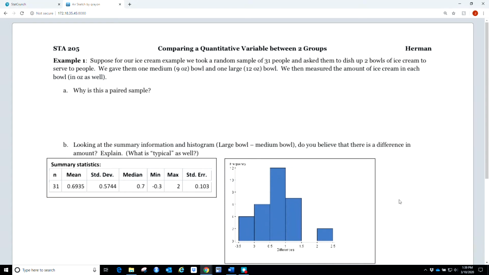In this video, we will tackle our example looking at the ice cream situation, look at differences and what that really means, as well as finally actually do the paired confidence interval.